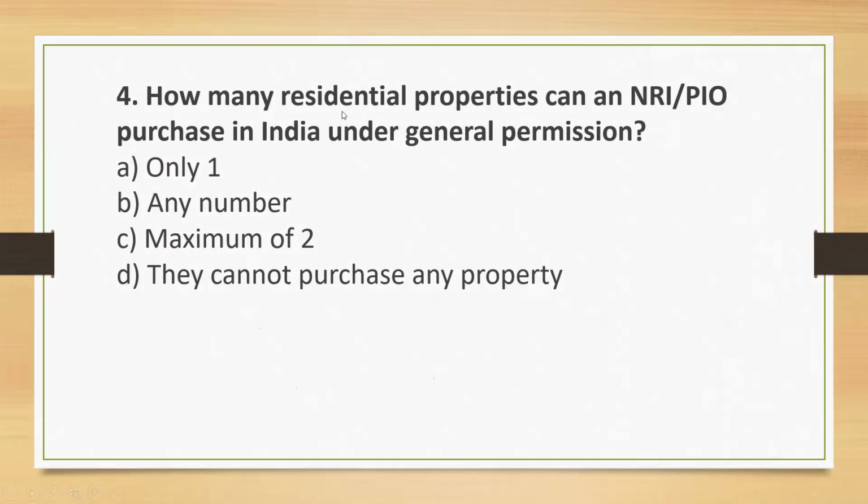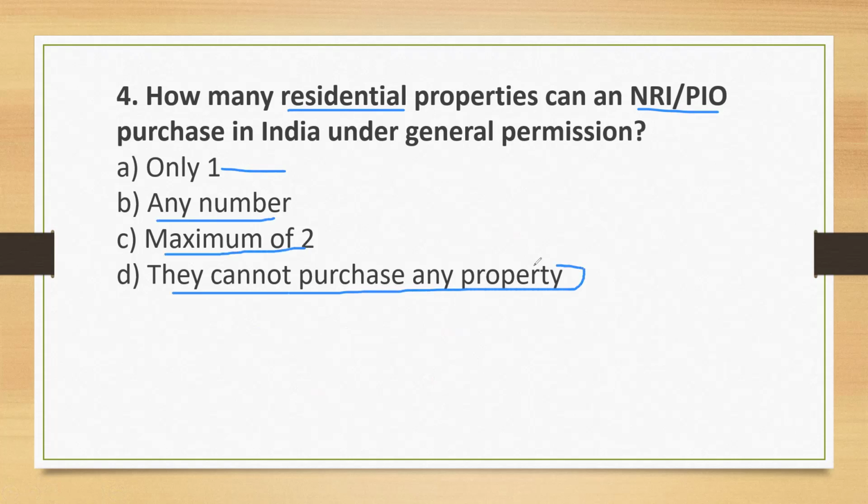Question number four, how many residential properties can an NRI, a person of Indian origin, purchase in India under general permission? So this question was also asked. Our options are only one, any number, maximum of two, or they cannot purchase any property. So you have to tell what is the right answer.